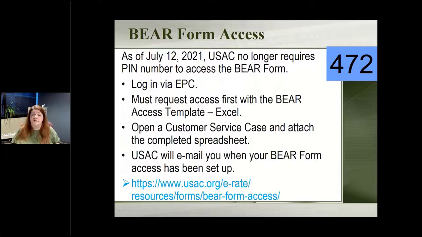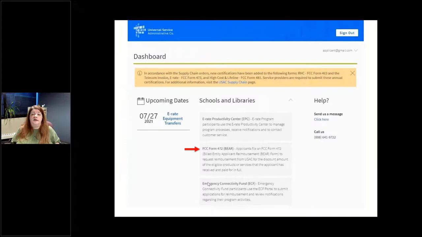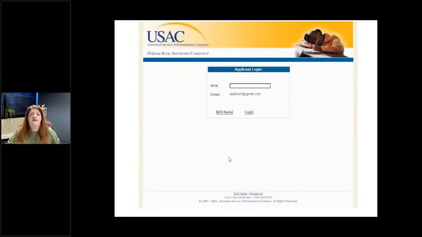Once you are set up for BEAR access, when you go to log in, remember this screen from way back in the beginning, we had our two choices. Now you'll have a third choice of the FCC Form 472 BEAR that you can use just to do that form. So it's not exactly in the Epic system, but it's the same place you log in to get into Epic. When you click on that, it goes to what you might recognize as what the legacy system used to look like.